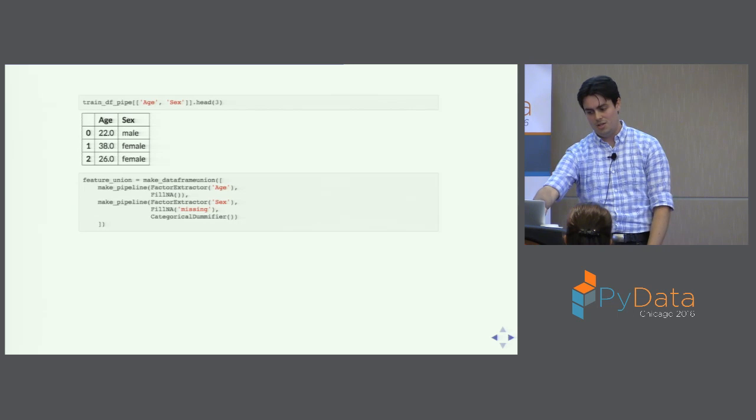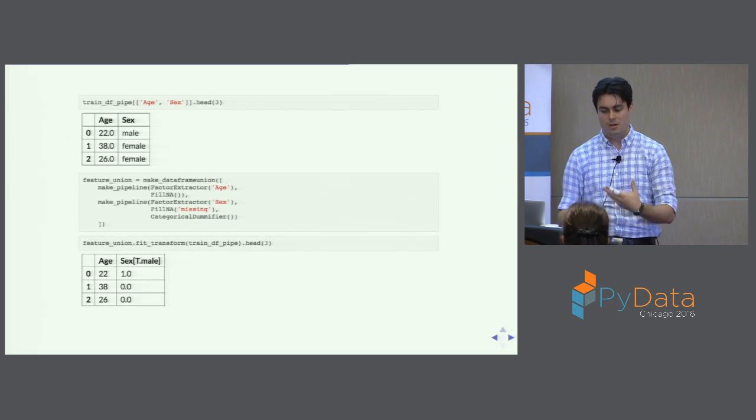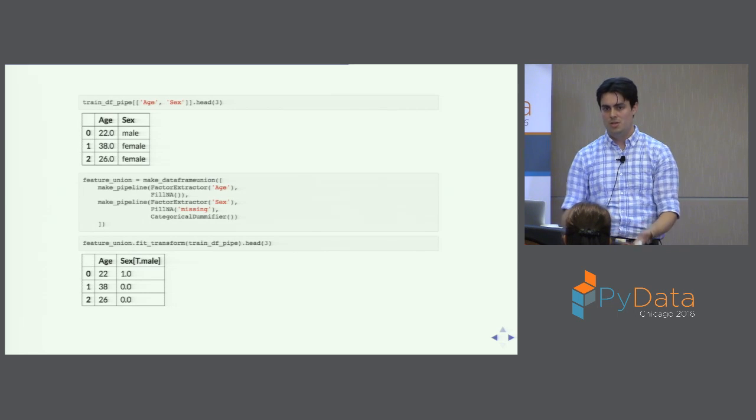So we have our training set, just the first 3 rows. All we're going to do is call fit transform on our feature union object, right? And this is just 2 different pipelines. Each pipeline is doing its thing, producing an output, and the data frame union is joining them together.